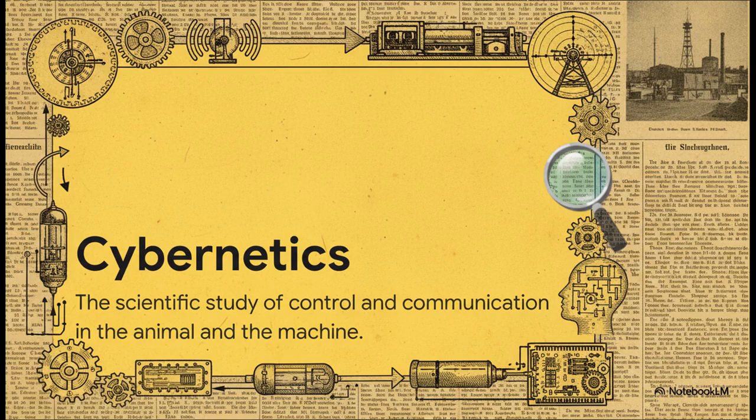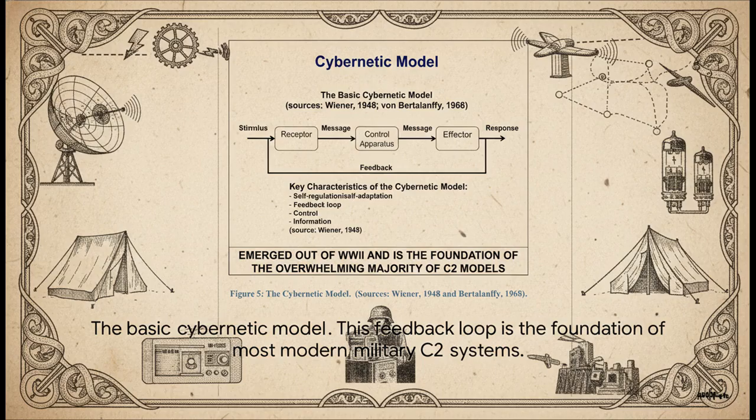It's the study of how any system, whether it's an animal, a machine, or even a person, keeps itself stable using feedback loops. This simple diagram, this is the whole shebang right here. Information, a stimulus, comes in, it's processed by some kind of control center, which then tells something else what to do. And then, and this is the key part, the results of that action are fed back into the system as new information. It's a loop.